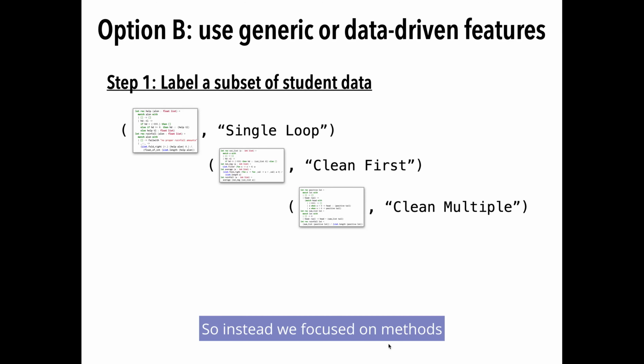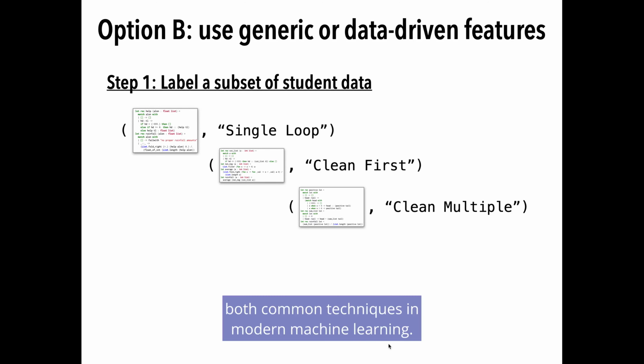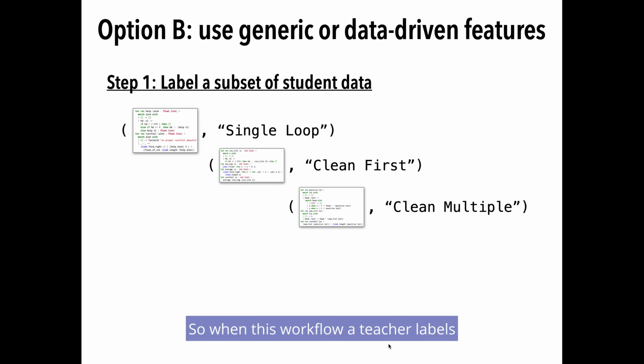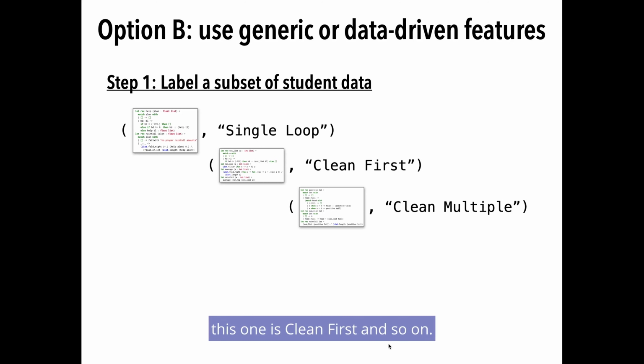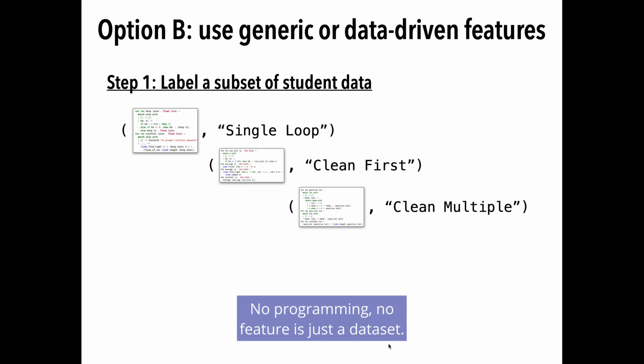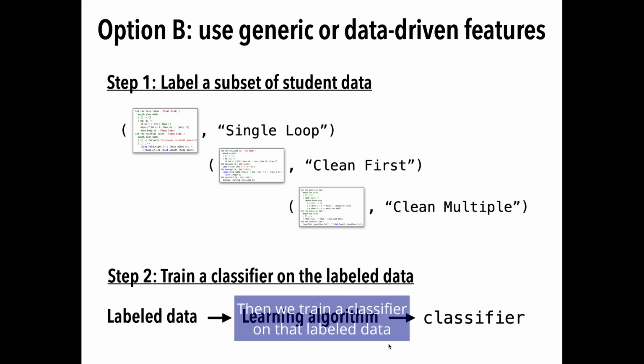So instead, we focused on methods that used problem-independent features, or features learned from the data, both common techniques in modern machine learning. So in this workflow, a teacher labels a subset of the student data. This one is single loop, this one is clean first, and so on. No programming, no features, just a dataset. Then, we train a classifier on that labeled data to learn how to classify program structures.